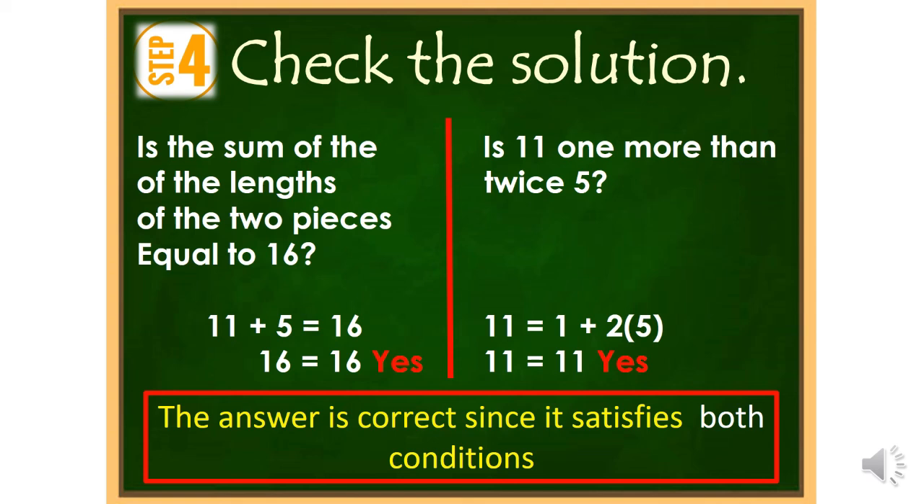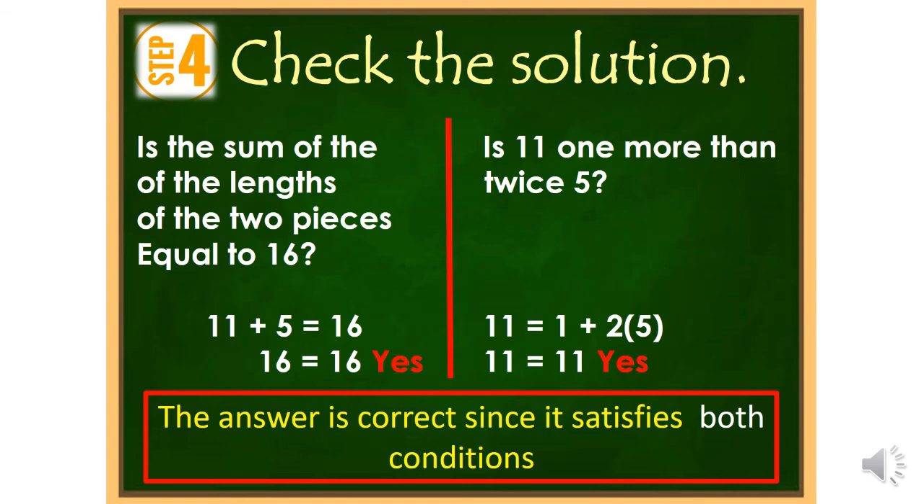11 is for the length of the longer piece, and 5 is for the length of the shorter piece. When we add 11 plus 5, its sum is 16. Therefore, it satisfies the condition that the sum of the two lengths is 16, which was the length of our wood earlier.